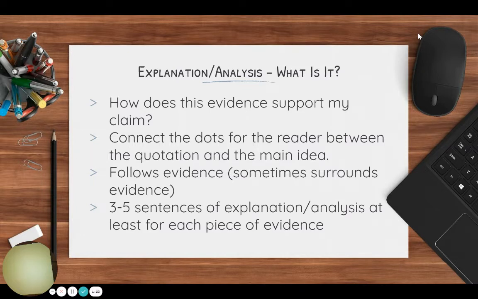That seems like a lot. It is a lot. It should take up the majority of your essay. Most of your essay will be explanation. So remember that when we talk about explanation, we're talking about really the meat of your essay.